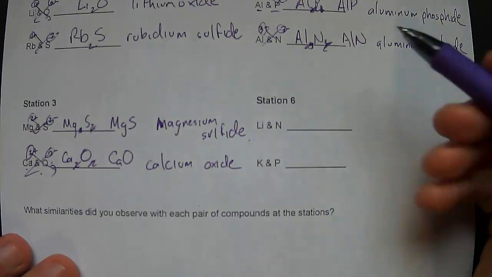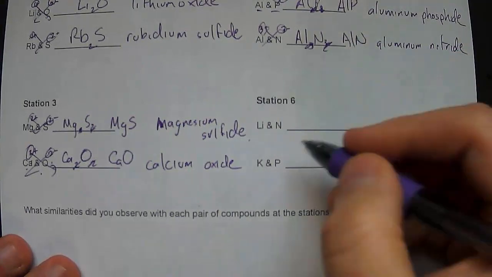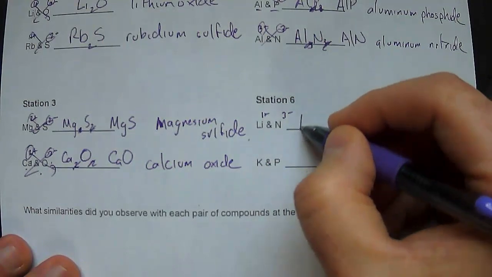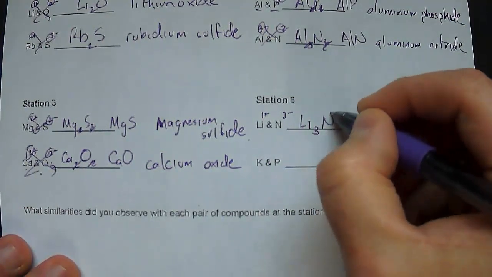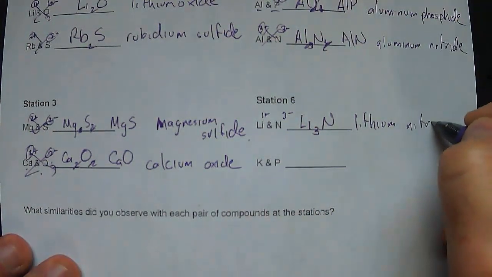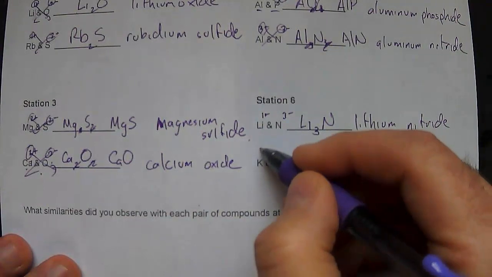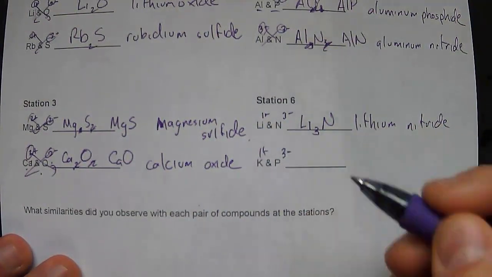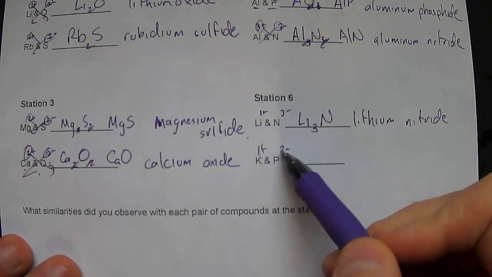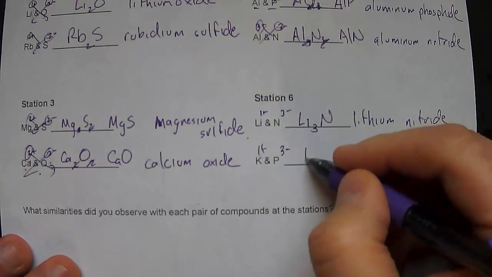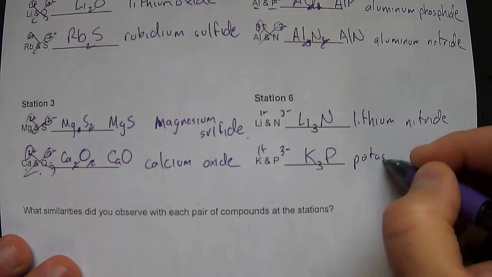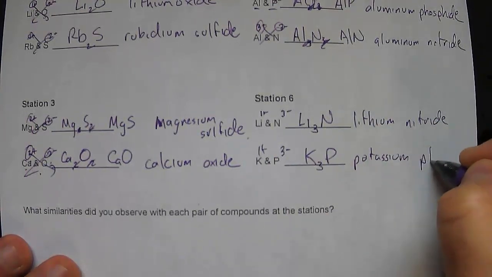Okay. Now the last station. Li is 1 plus, N is 3 minus. So this is going to be Li3N, and that's lithium nitride. Okay. K, 1 plus, P, 3 minus. And again, look, these two are in the same family, and these two are in the same family, so it's probably going to look like this. So it's going to be K3P. That's going to be potassium phosphide.